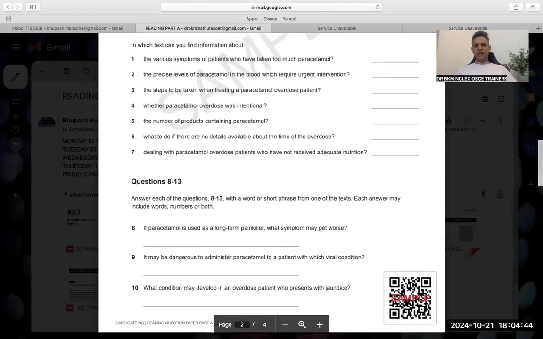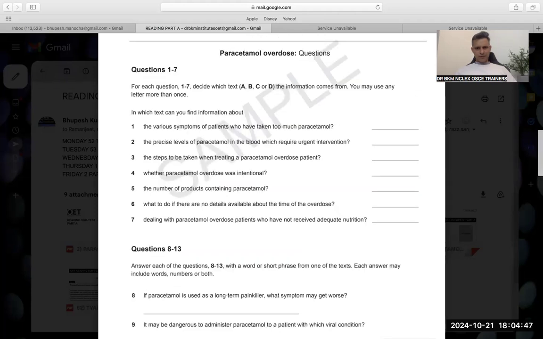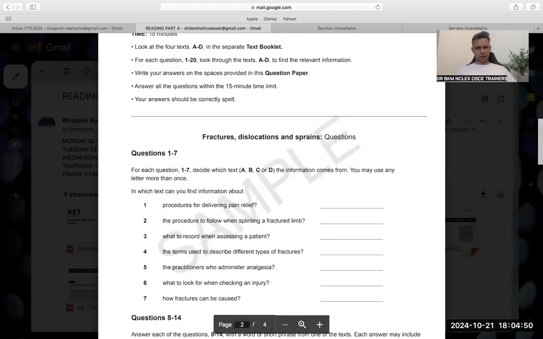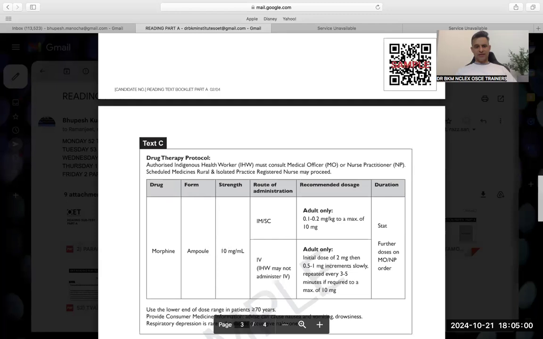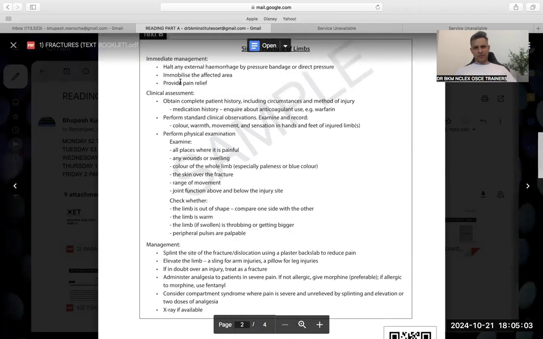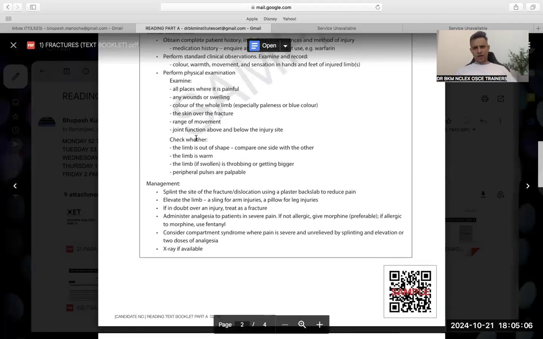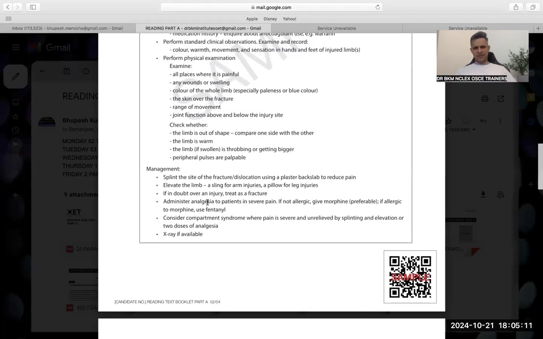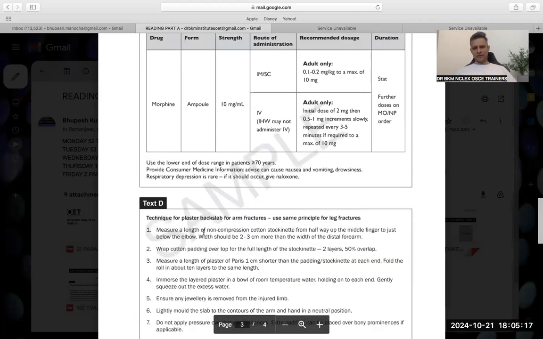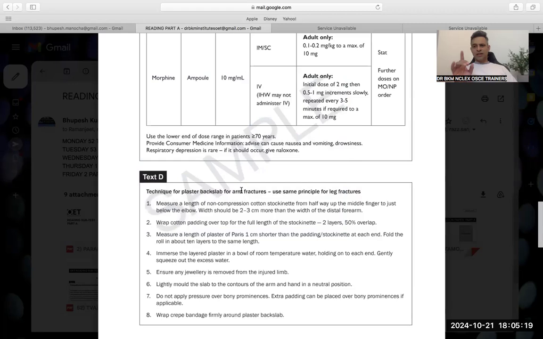Then you will go to the next question. The procedure to follow when splinting a fractured limb. D, without checking too much. This can be the procedure of splinting a fractured limb. Still, I will check it. This is also given, but in this the procedure was not given. Check whether the limb is out of shape. I think not given. Splint the fracture, elevate the limb, administer analgesia, consider compartment syndrome. It can be one of the answers. Otherwise, the word limb I am covering with arm. That is why I am giving importance to D rather than B.